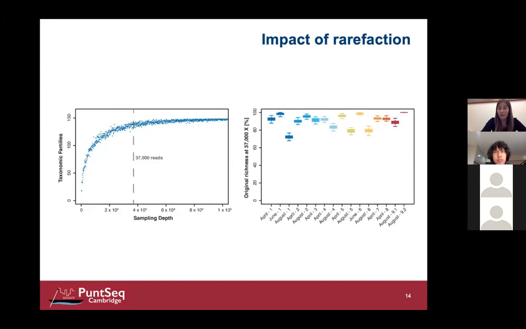I also confirmed that by running a Mantel test on the rarefied and the full data set. And we also see here on the right that the richness within these samples is mostly maintained. So you see here the percentage of the original richness. We are losing a little bit in a few samples, but in general, more than 80% of the richness is maintained.